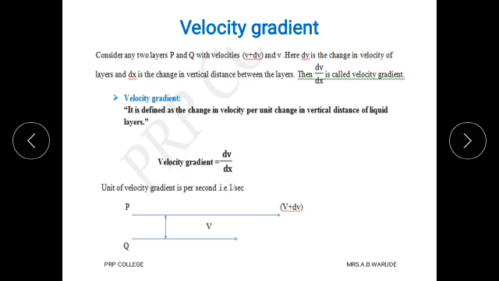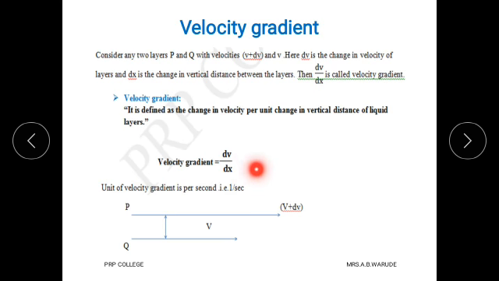And we write the definition as: it is defined as the change in velocity per unit change in vertical distance of liquid layers. Then we have to write the unit of velocity gradient.